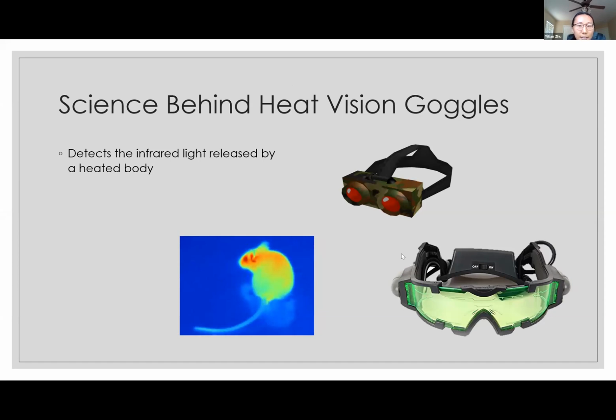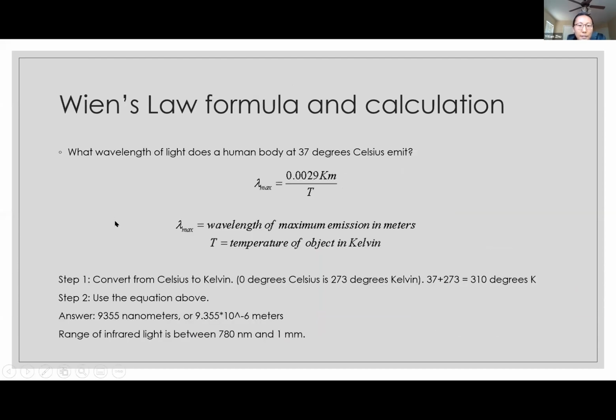How do you get 9,355 nanometers? Well, let's go back to the previous slide. So when you took the 0.0029 and you divided it by 310, then you got the answer of 9.355 times 10 to the negative 6 meters. And because of unit conversions, 1 meter has 10 to the power of 9 nanometers. So you just took the 9.355 times 10 to the negative 6, multiplied it by 10 to the power of 9, and you got 9,355 nanometers.